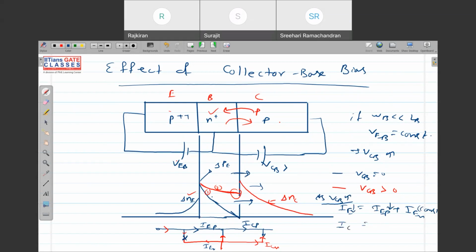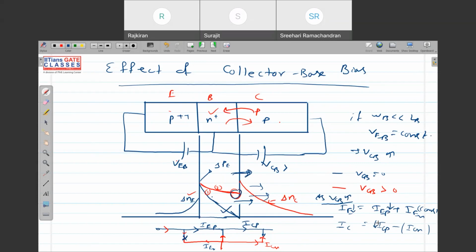My IC is nothing but the modulus of ICP minus ICN, because you see the holes have been injected like this, and also electrons are diffusing like this. Both are in the same direction, so the currents will be opposing each other. So ICP will decrease because the slope is reducing from case 1 to case 2. The slope is decreased, so ICP will decrease.